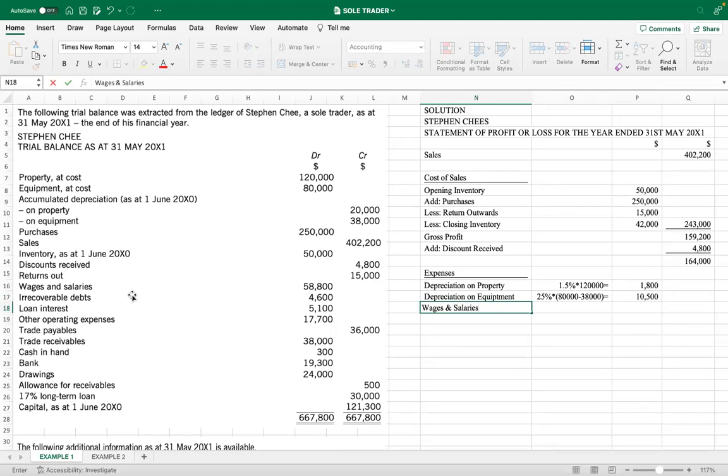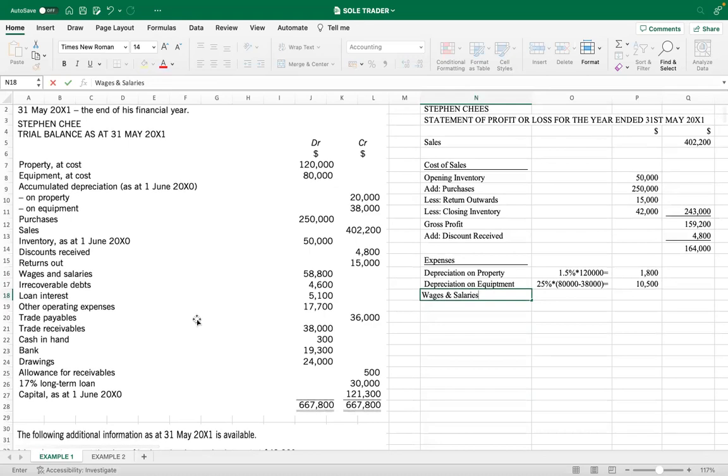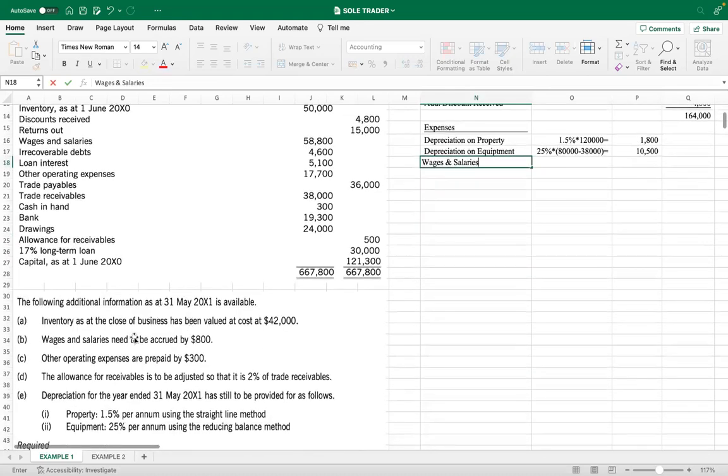Now, we have wages and salaries of 58,800. Now we go to the additional information and we check if there was any prepayments or accruals. So let's go to additional information 2B. Wages and salaries need to be accrued by 800. So any accruals increases the amount of expenses because we are following accruals concept.